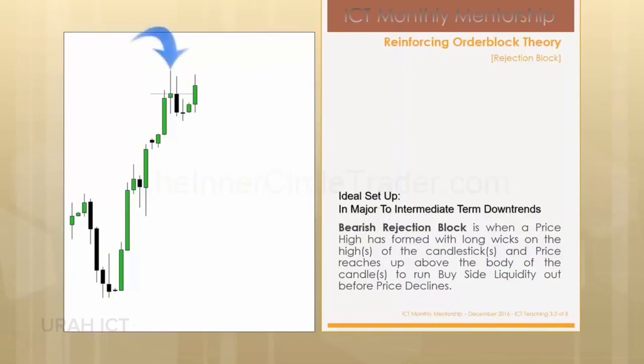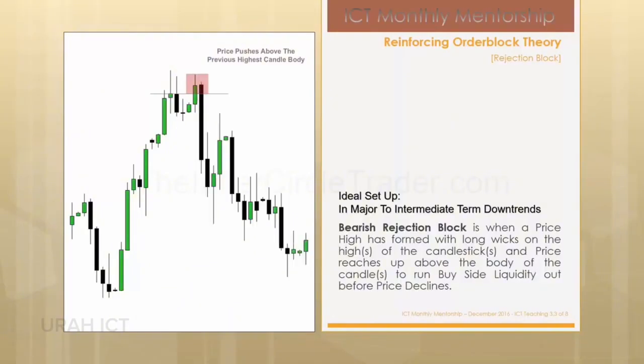Take notice of the highest body in this formation and the most recent candle that traded through it. Price pushes above the previous highest candle's body. Seen right here, that run above the highest body's candle produces the distribution seen in the chart here. Price does not need to make a higher high to have a failure swing.